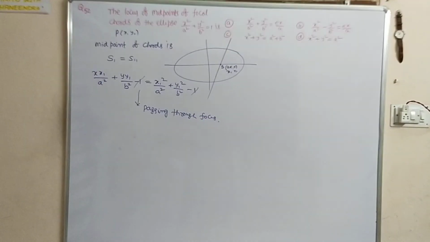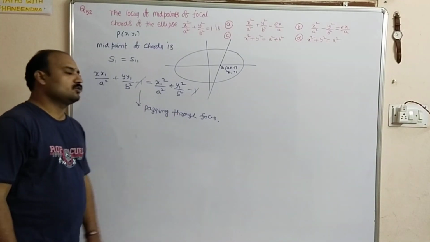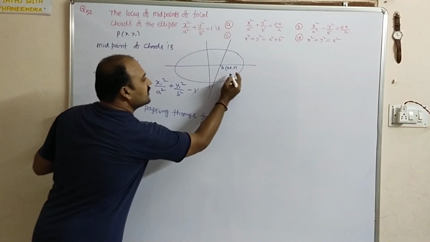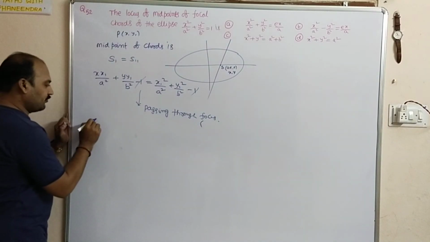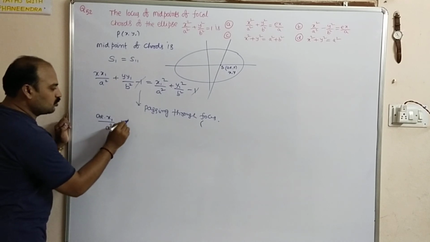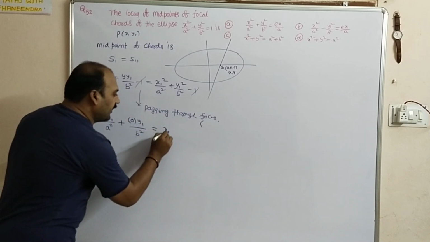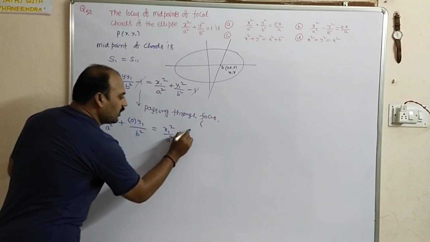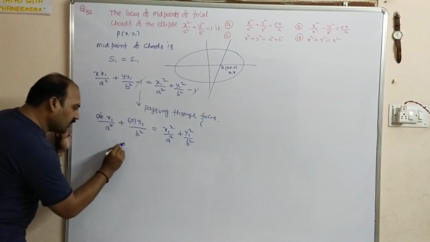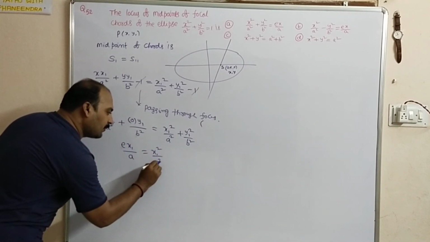Then this chord is passing through the focus. Wherever x comma y is there, replace with the focus. It's not x1, y1, it is x comma y. So ae into x1 by a square plus 0 into y1 divided by b square is equal to x1 square by a square plus y1 square by b square. So one of the a cancels. This will become 0. e x1 divided by a is equal to x1 square by a square plus y1 square by b square.